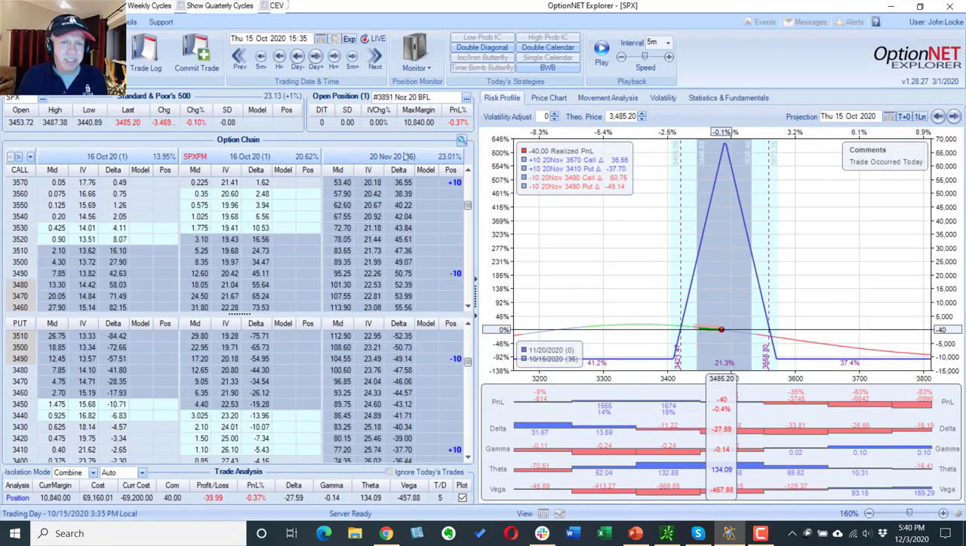So here we are with 36 days to expiration. There's nothing magic about 36 days. I just happened to exit the last trade, and I decided to do that. Usually I decide to do that because I want more time, right?